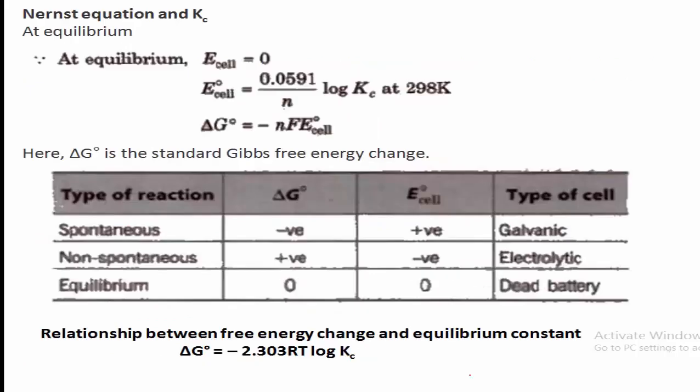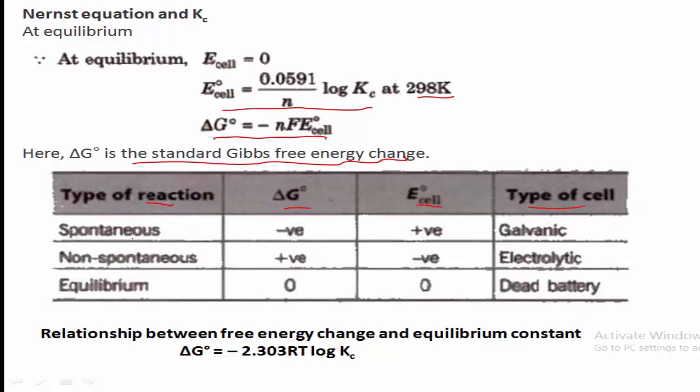Nernst equation and equilibrium constant. The relationship between these two can be given as E naught cell is equal to 0.0591 divided by n log Kc at 298 K. And the relationship with the standard Gibbs free energy change is given as delta G naught is equal to minus nF E naught cell. So these are the two important equations or relations.